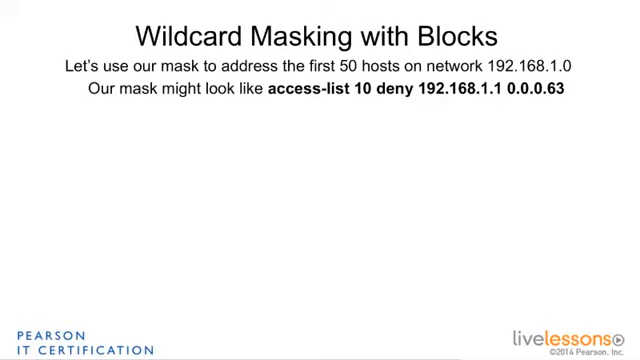Let's use our mask to address the first 50 hosts on network 192.168.1.0. If I was going to put this in an access list, our command might look like access-list 10 deny 192.168.1.1 with a mask of 0.0.0.63. How did I come to this?